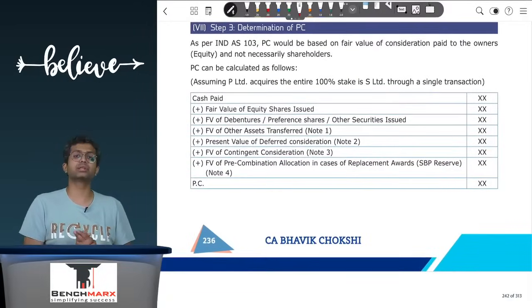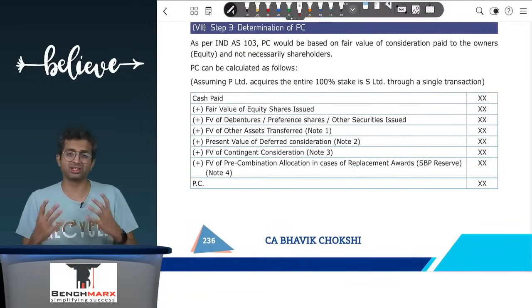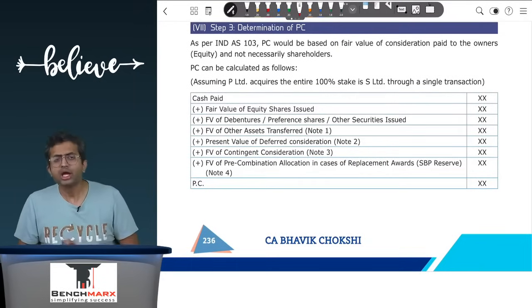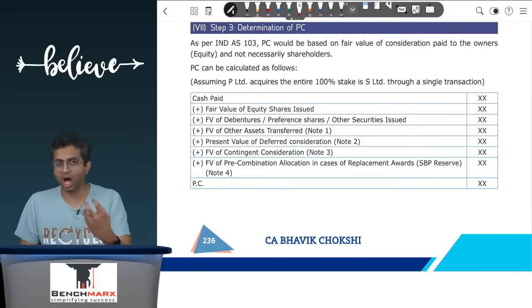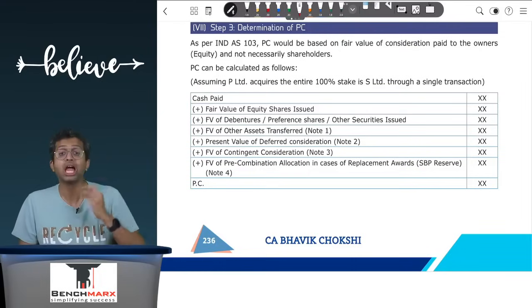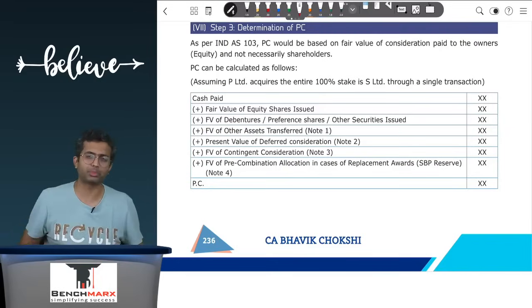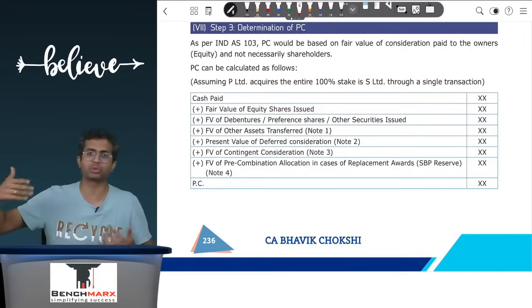Third step is the step involving determination of purchase consideration. This is where, in my opinion, the real standard from a numerical perspective actually starts. So when you look at purchase consideration, this is a payment made to the owners of the selling company. If the owners are equity, payment made to equity. If preference shares are classified as equity, payment made to these preference shares will also be a part of PC. However, if preference shares under Ind AS 109 are classified as liability, then payment to preference shares is not a part of PC.